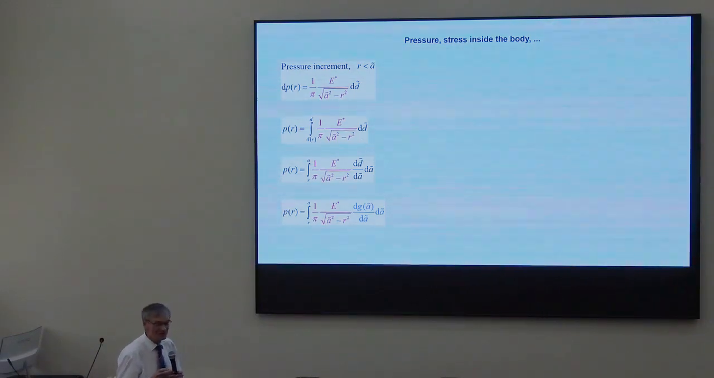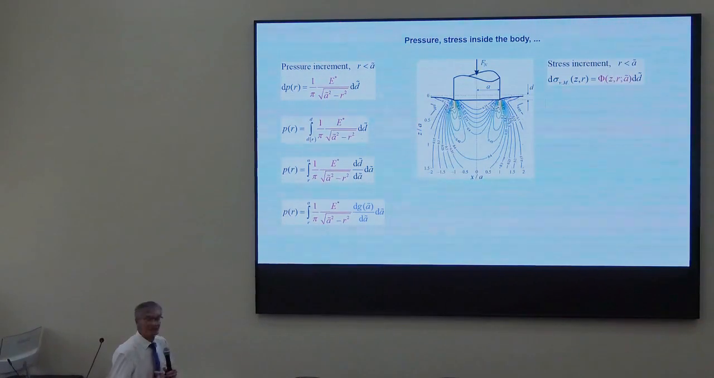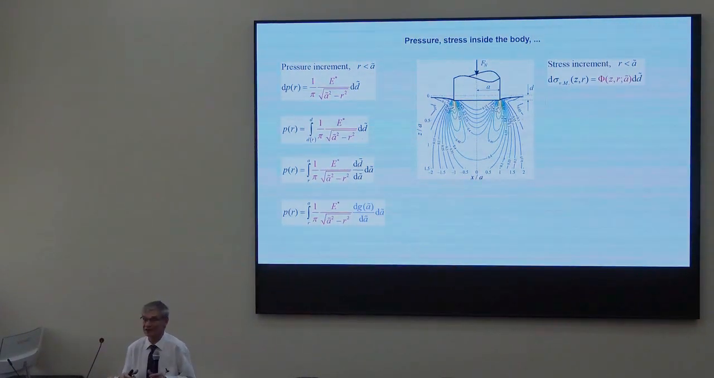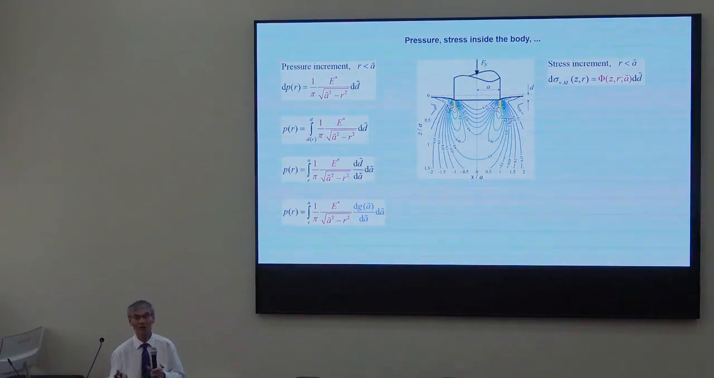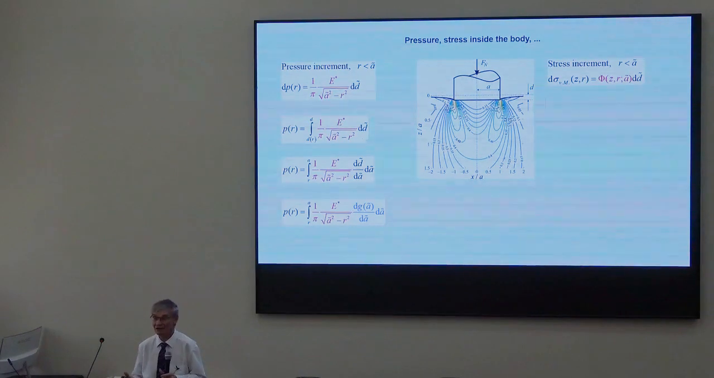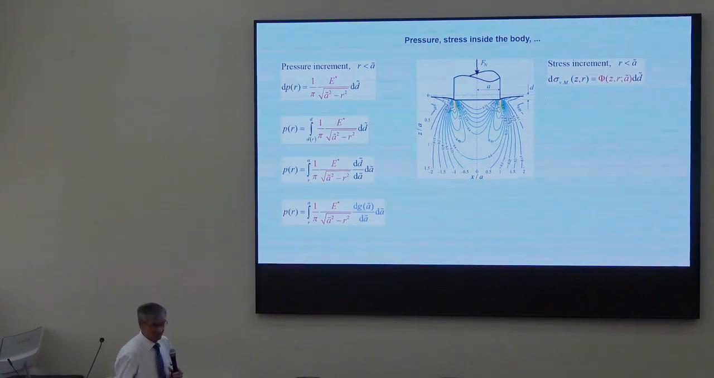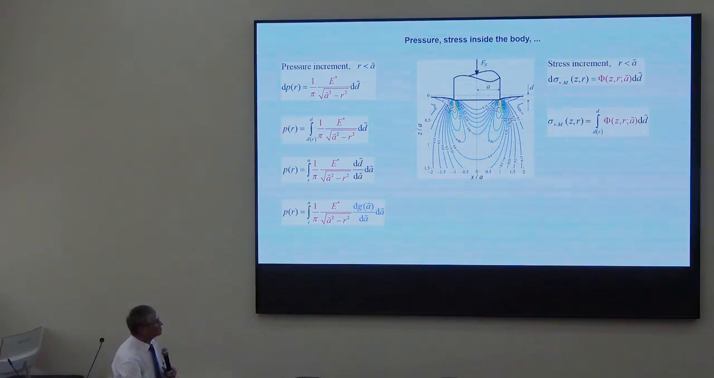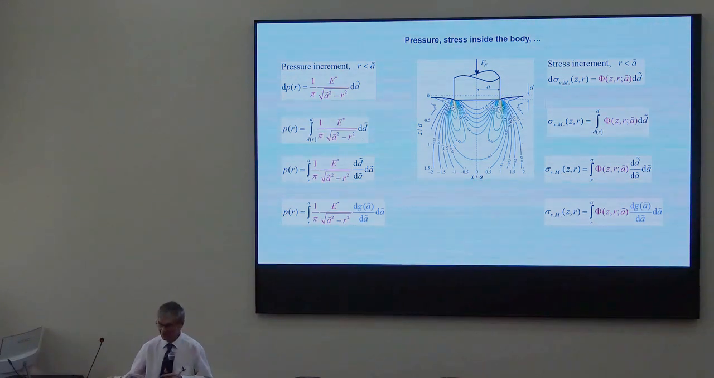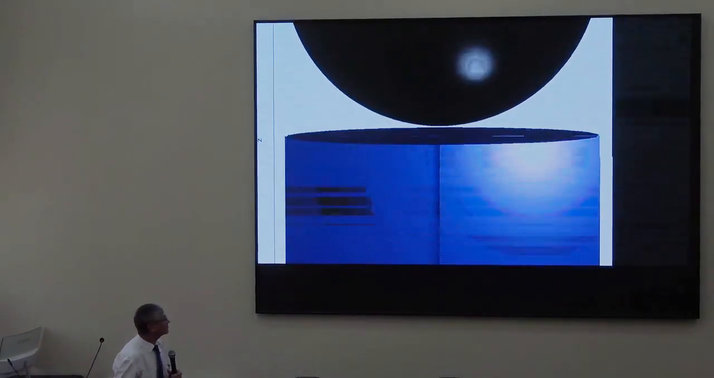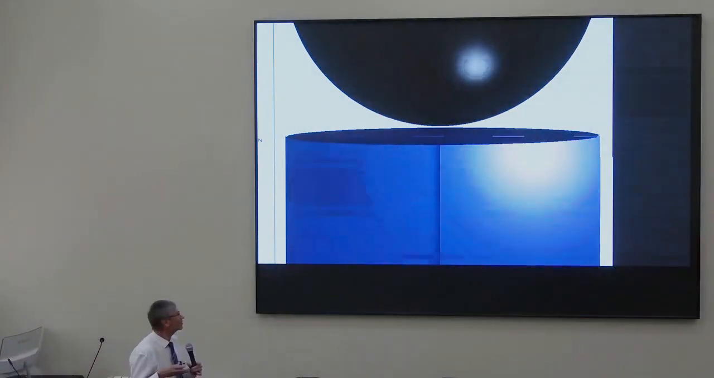And this procedure is applicable to any other properties. For example, if the pressure distribution inside the medium is known for the flat-ended punch, then we can get the pressure distribution or stress distribution for any other shape by summing incremental functions over d, going from 0 to d, remembering that d is g of a, and this is the simulation of this incremental procedure.